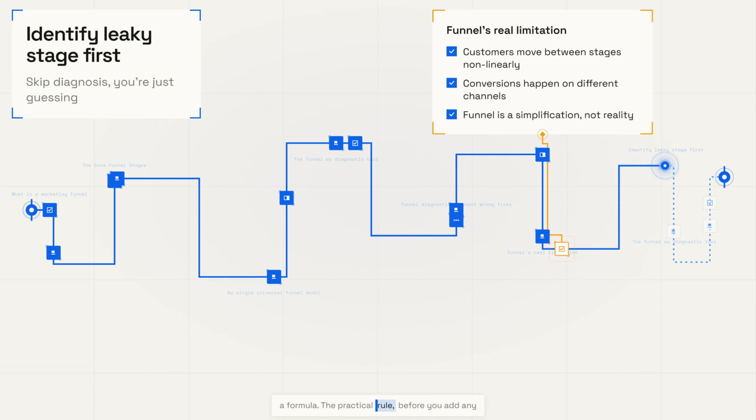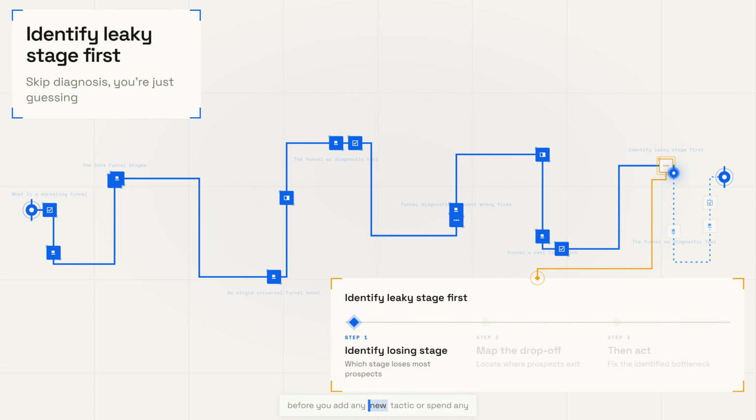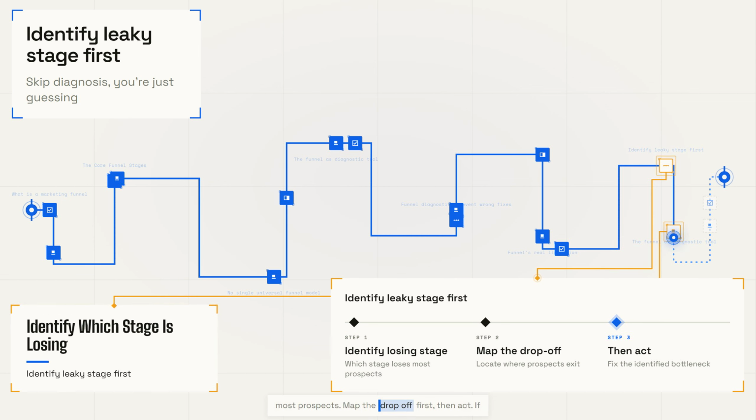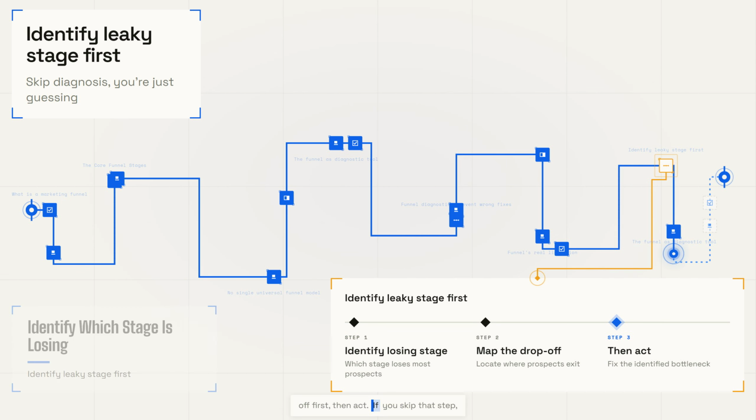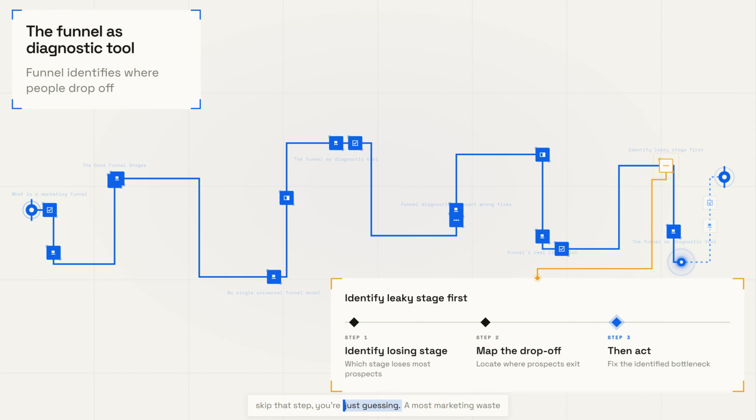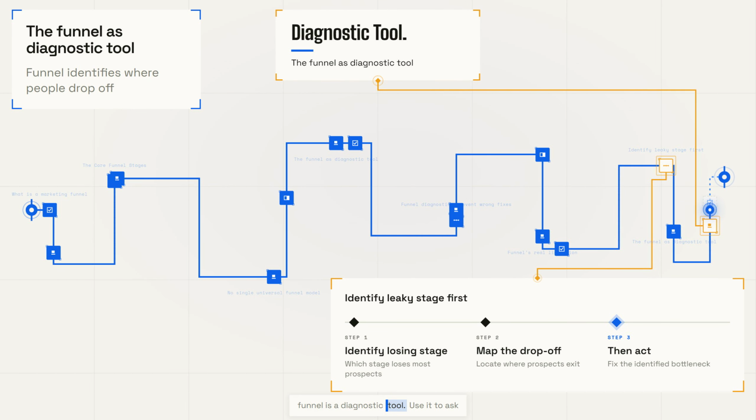The practical rule: before you add any new tactic or spend any more budget, identify which stage is losing the most prospects. Map the drop-off first, then act. If you skip that step, you're just guessing, and most marketing waste comes from fixing the wrong stage with the right budget. So, remember, the funnel is a diagnostic tool.